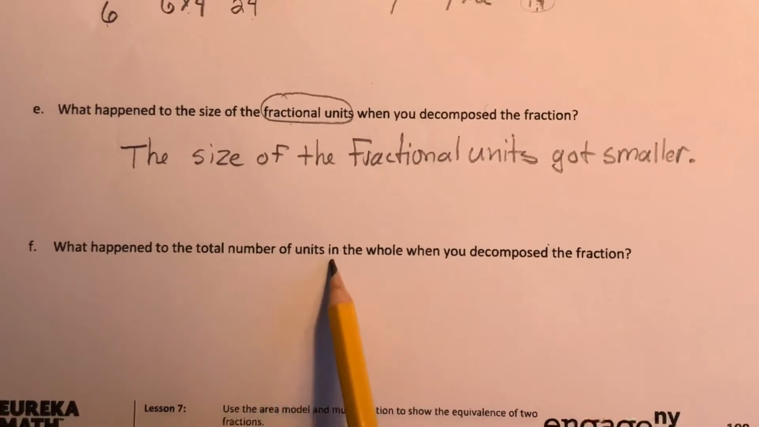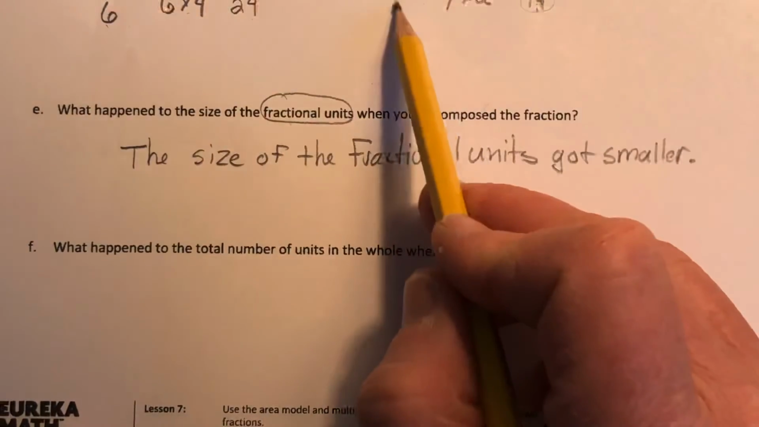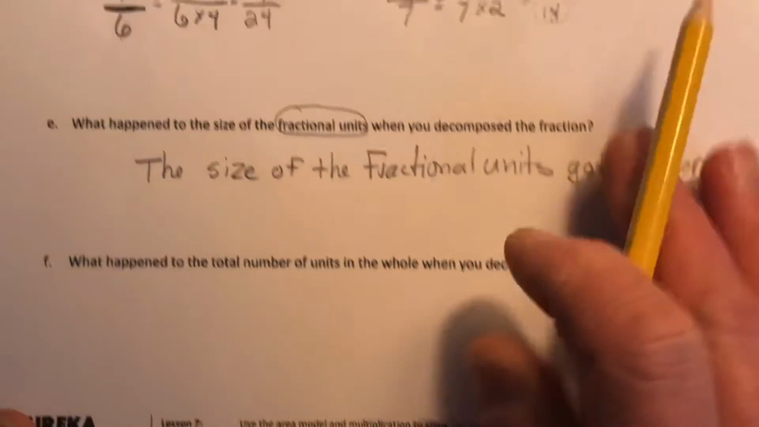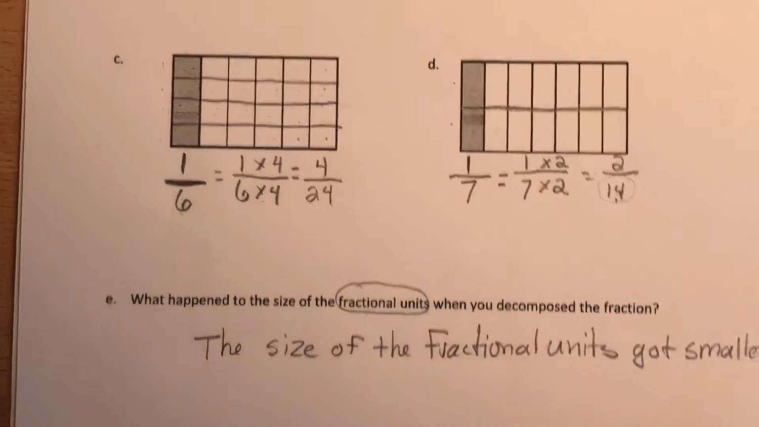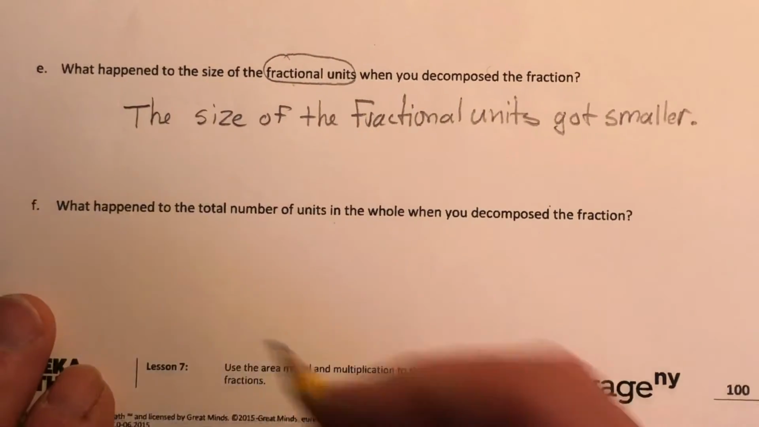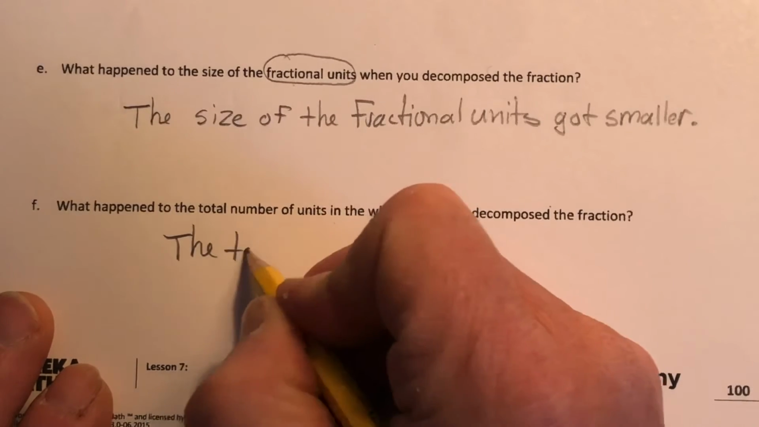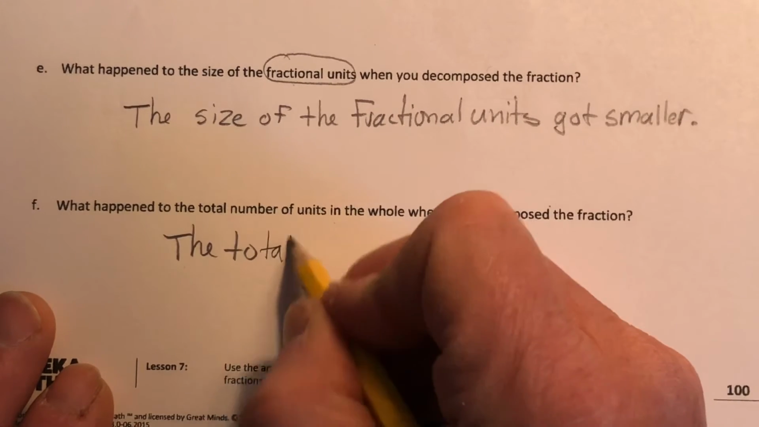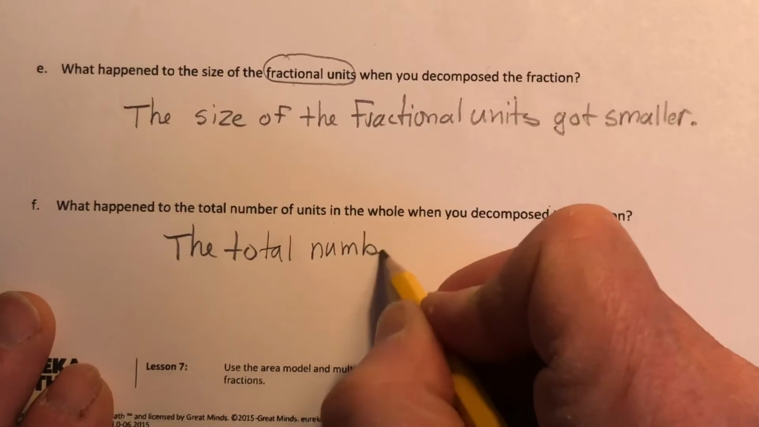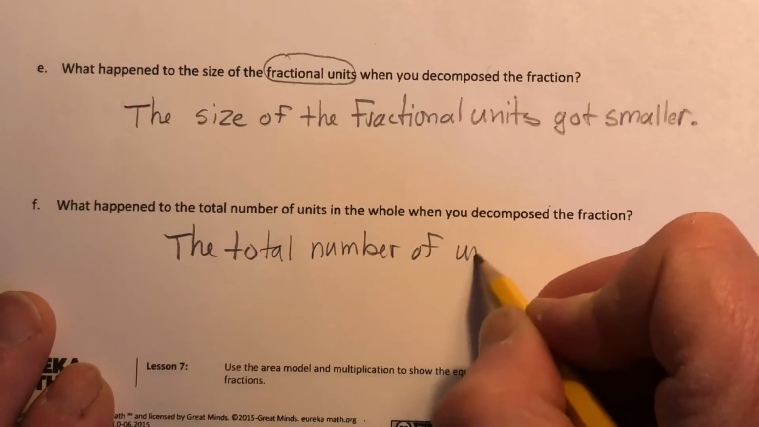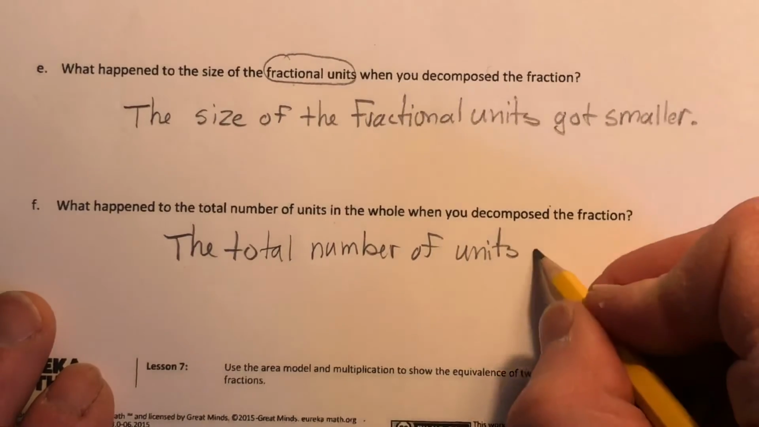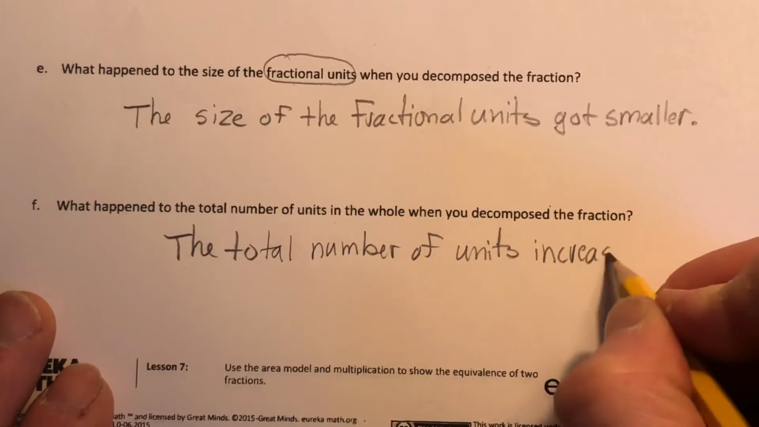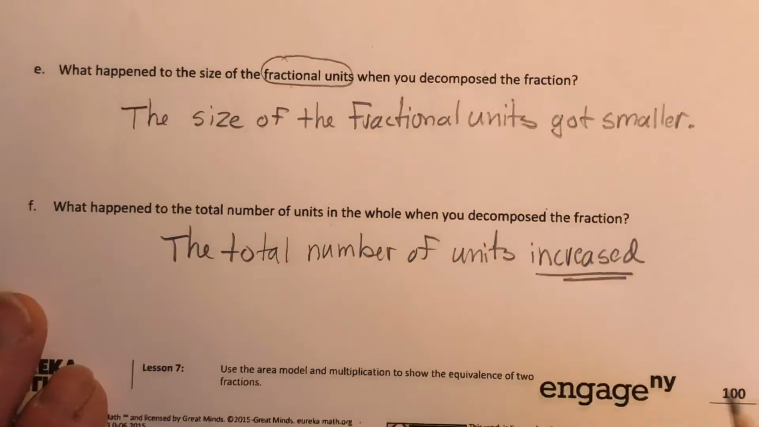What happened to the number of units in the whole when you decompose the fraction? Okay, the number of units in the whole got bigger, right? So you see how we went from 7 units then to 14? Here I went from 6 units to 24. So the number of units got larger. The total number of units, I'm going to use a special word here, increased, right? How about that word? Increased. It means got bigger, right?